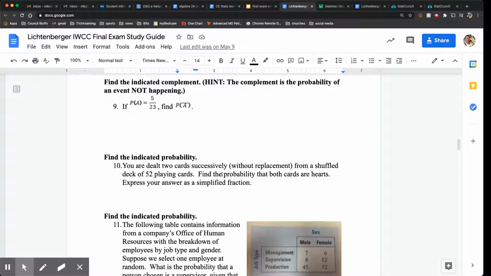Number 9. Looks hard, but it's not really. Find the indicated complement. Hint, the complement is the probability of an event not happening. So if the probability of A is 5/23, find the probability of the complement.